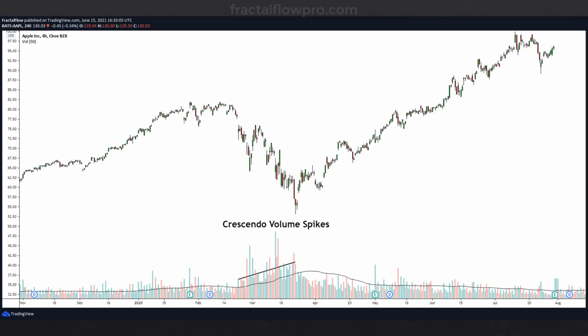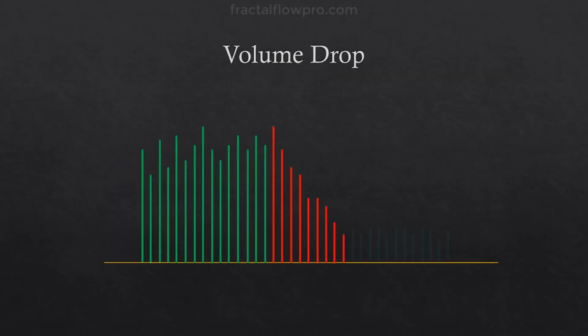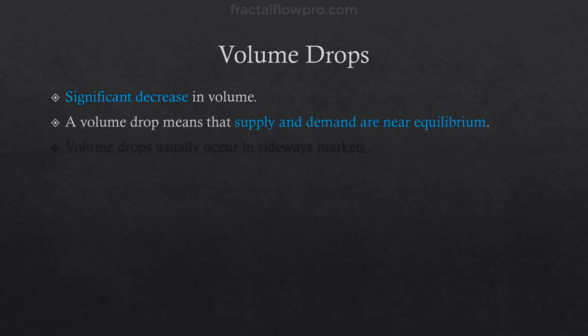A volume drop is a less dramatic event, but it also contains important information about the market. A volume drop is represented by a decrease in volume or a decrease in trade activity. A drop in volume means that supply and demand are near an equilibrium state, so oftentimes you will see price moving sideways as volume drops.